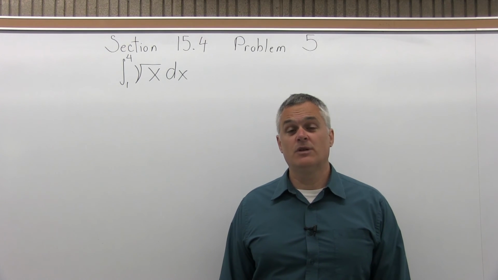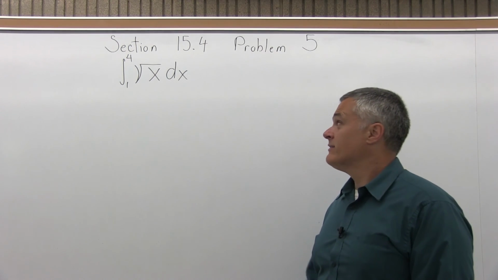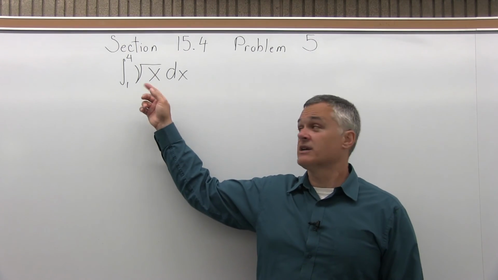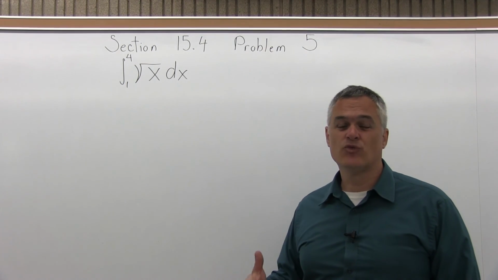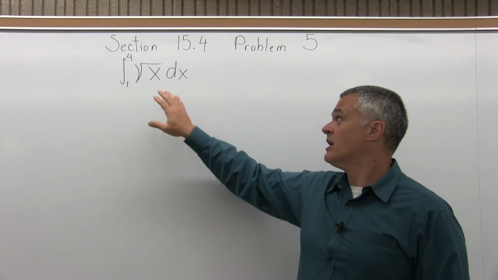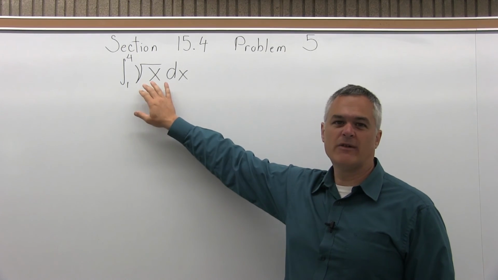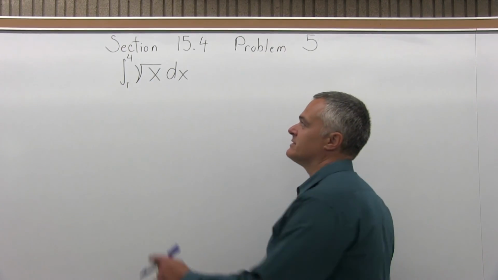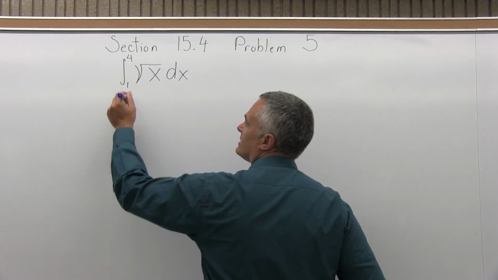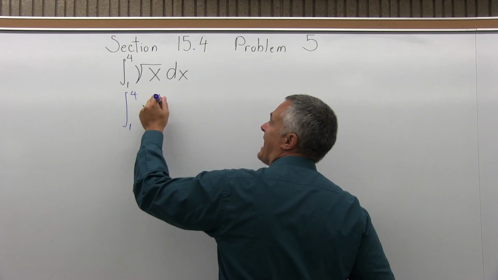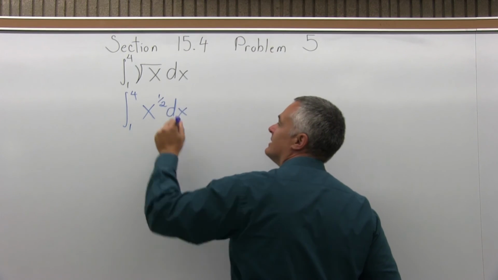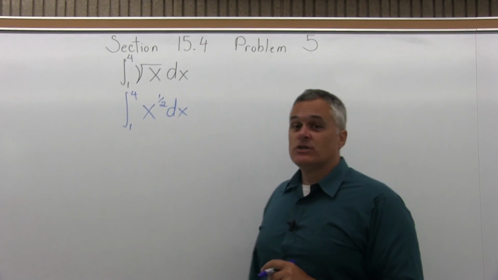This is Section 15.4, Problem 5. We have the definite integral of the square root of x dx from 4 to 1. Before I can actually solve the integral, I have to rewrite it in a little different notation. To solve an integral with a square root, I have to replace it with an exponent of 1/2. So let me rewrite this as the definite integral from 4 to 1 of x to the 1/2 dx. Now I can solve that integral.